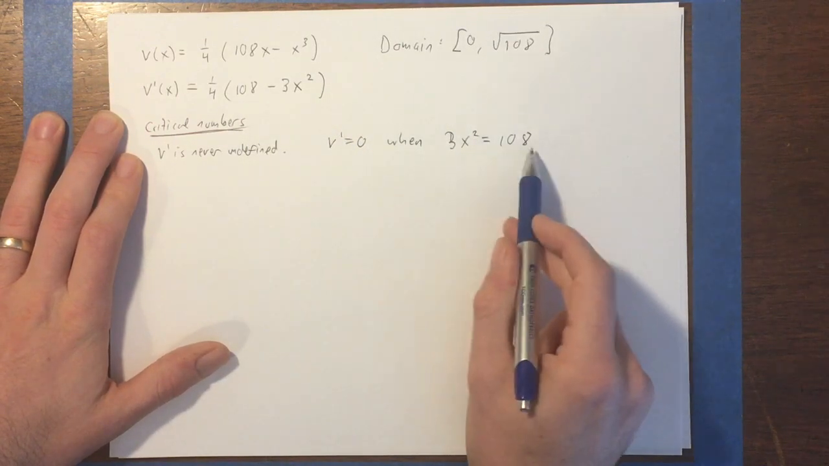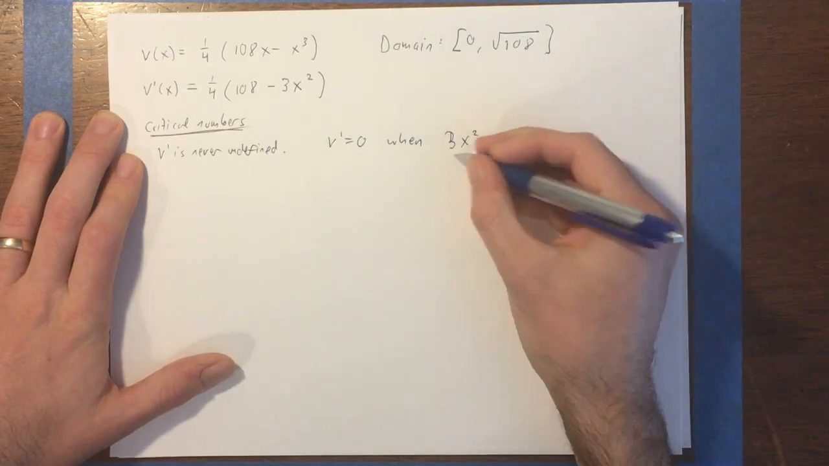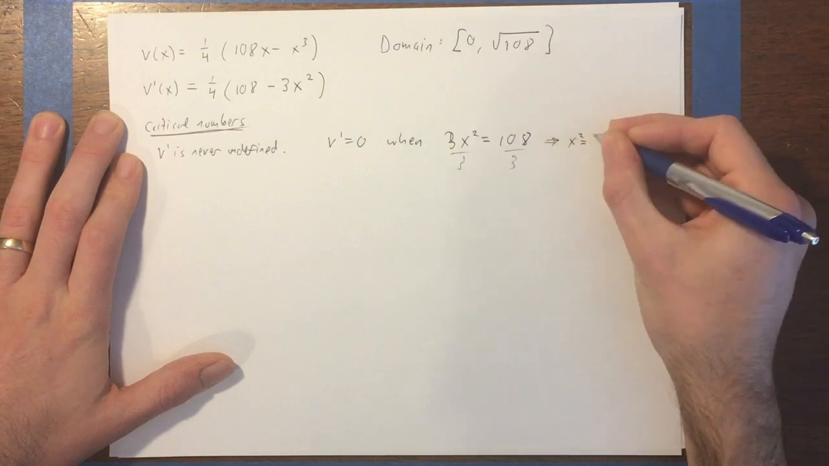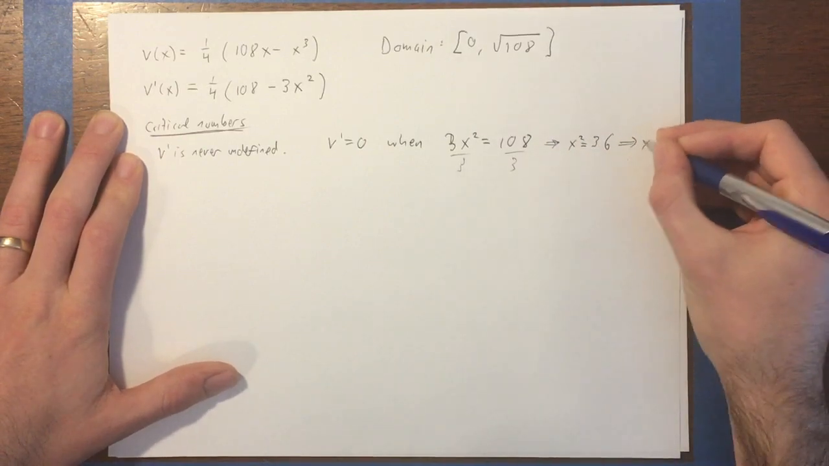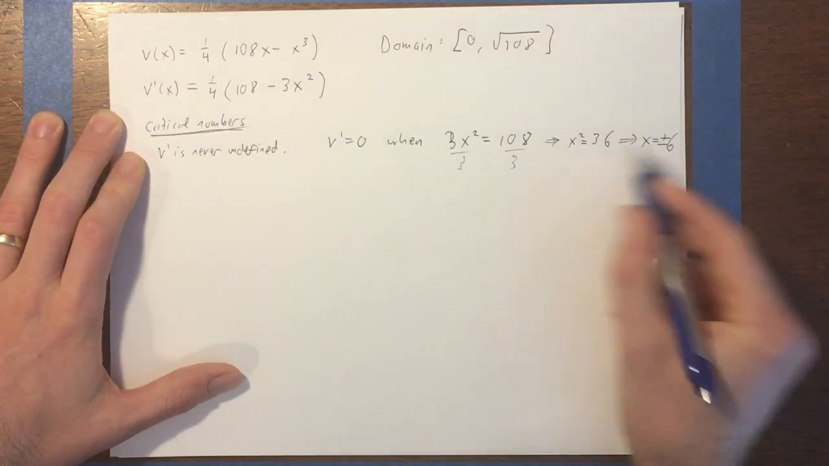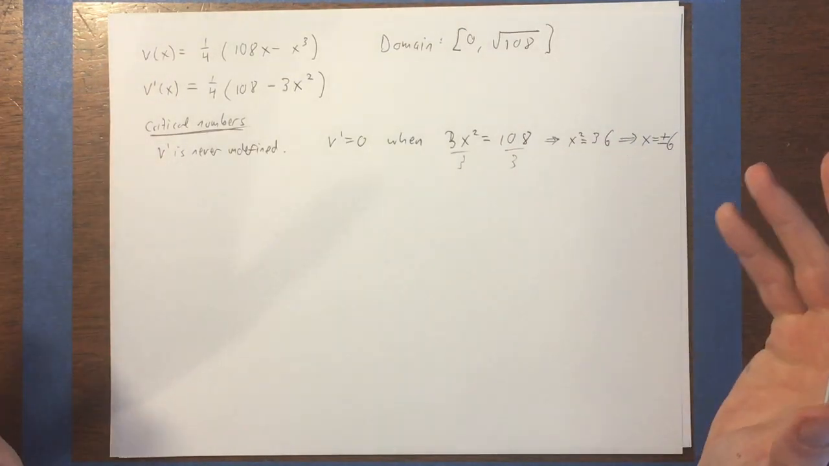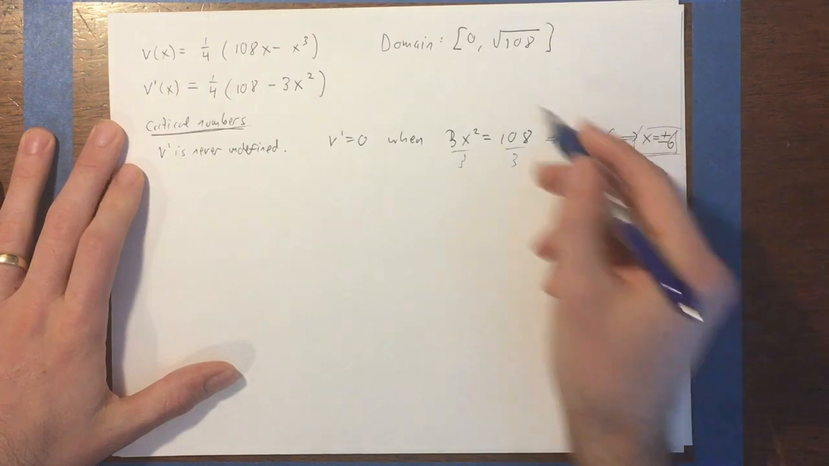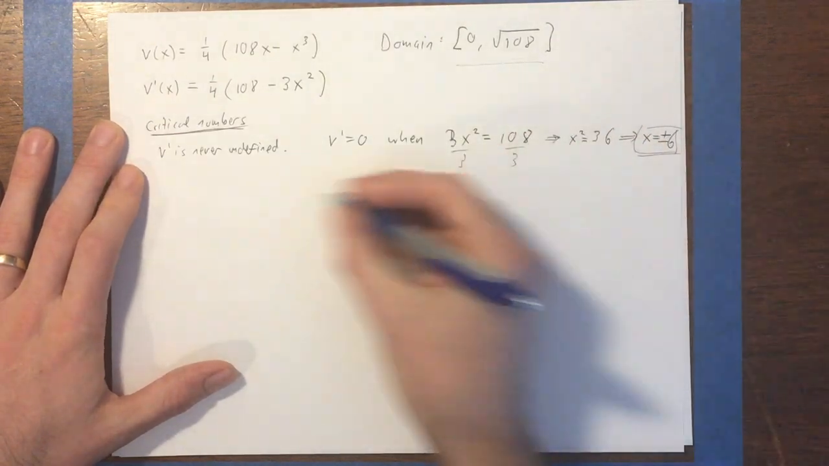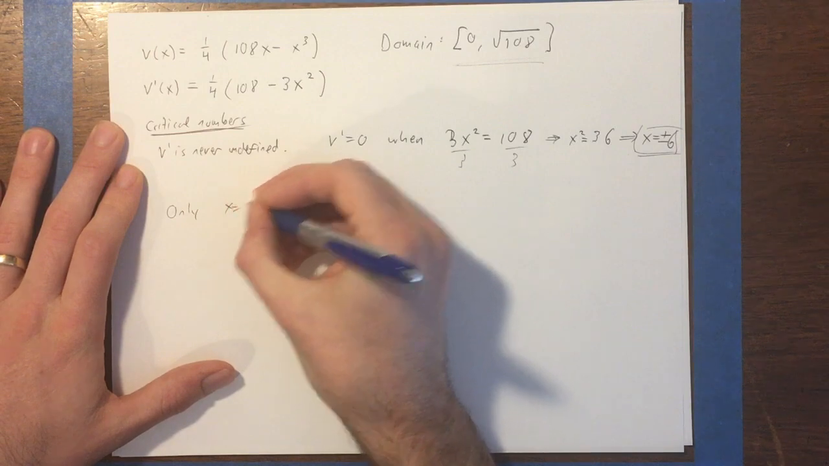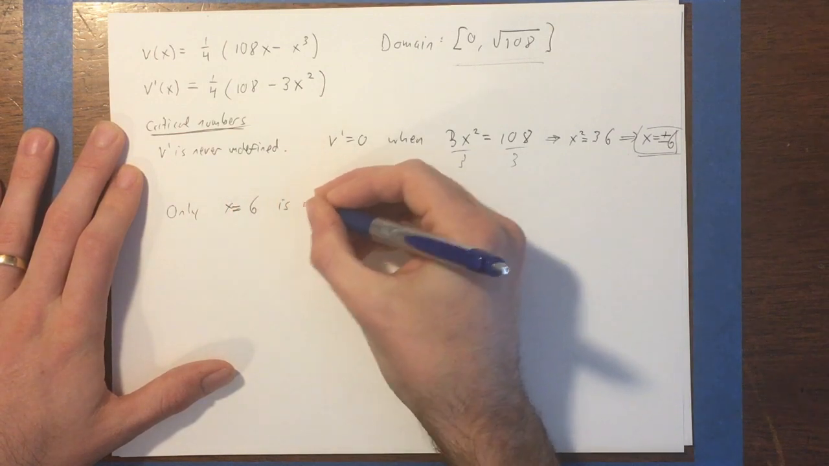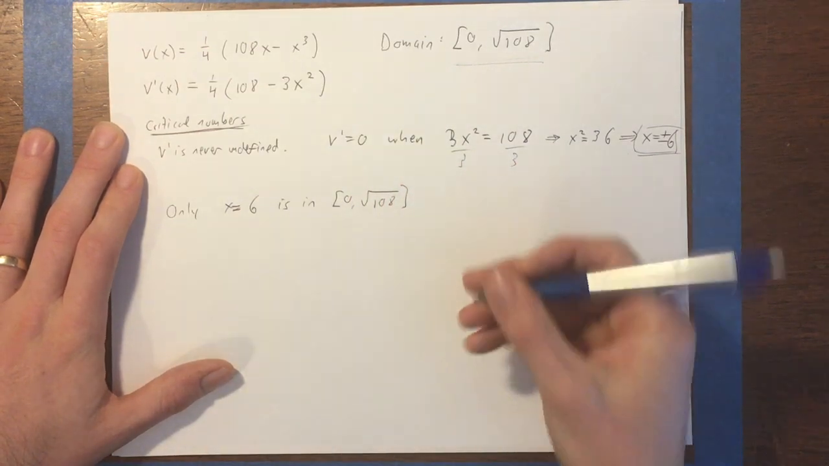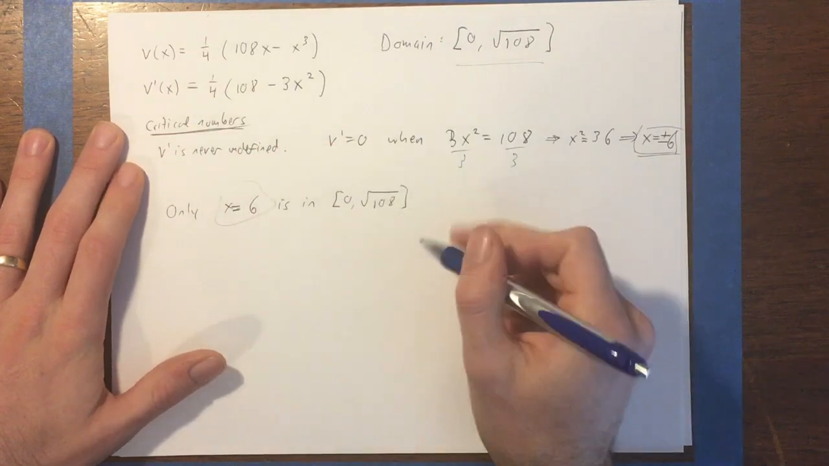So 3x squared has to equal 108, and then if you divide both sides by 3, we get x squared equals 36. So that means x would be plus or minus 6. There's two solutions to that equation. Now, of those two critical numbers, plus or minus 6, the only one that is actually in our domain is the positive 6. Okay, so only x equals 6 is in the domain 0 to the square root of 108. So that's our only critical number we have to worry about.